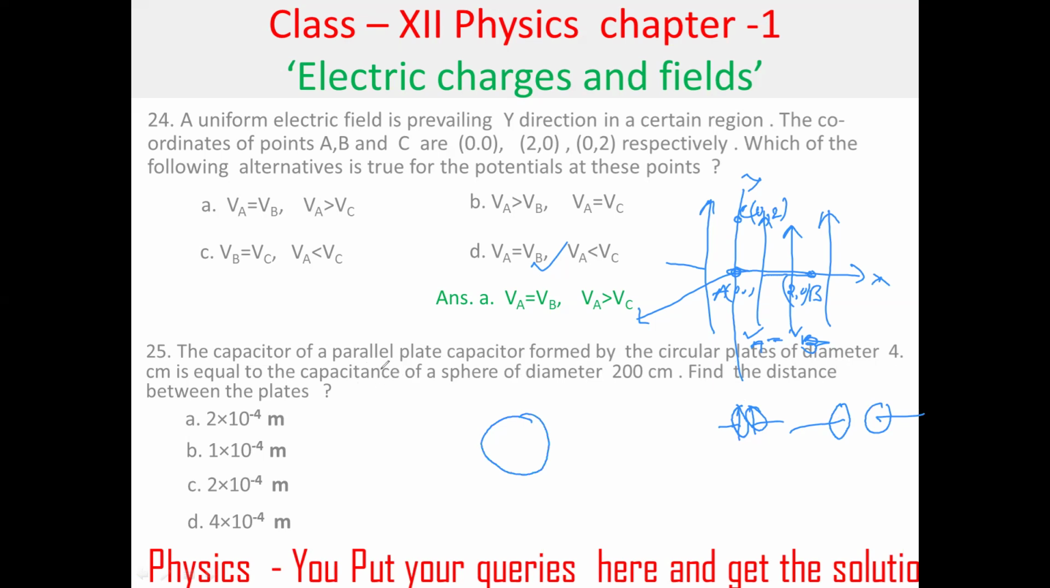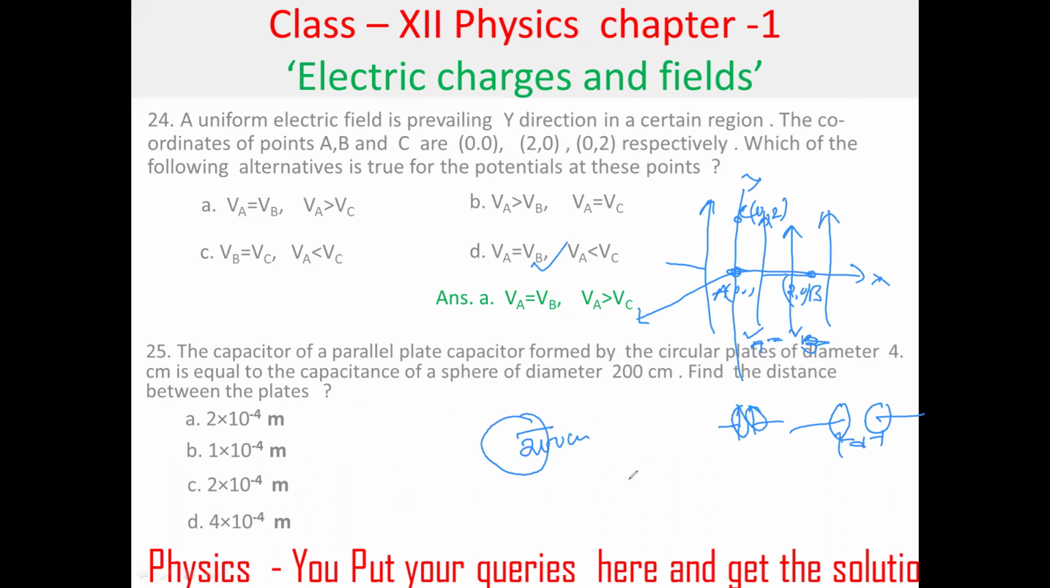Here the question is: the capacitance of a parallel plate capacitor formed by circular plates of diameter 4 cm is equal to the capacitance of a sphere of diameter 200 cm. Find the distance between the plates, D. Here the sphere diameter is 200 cm.